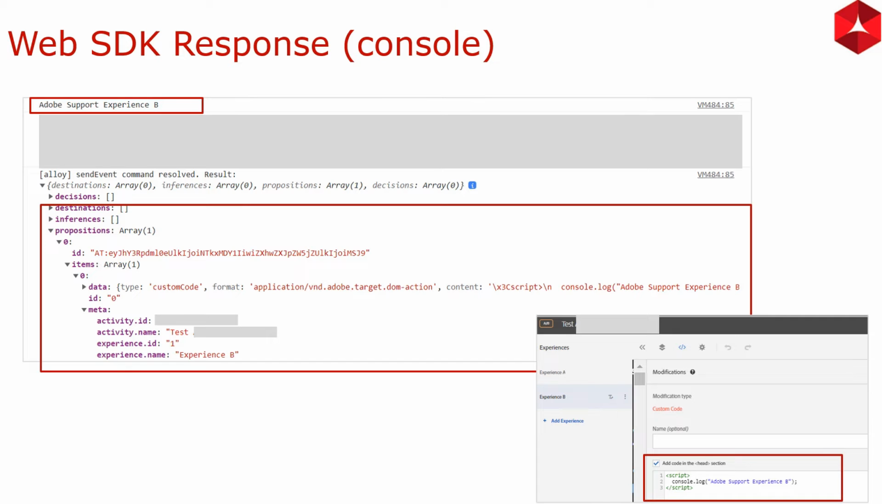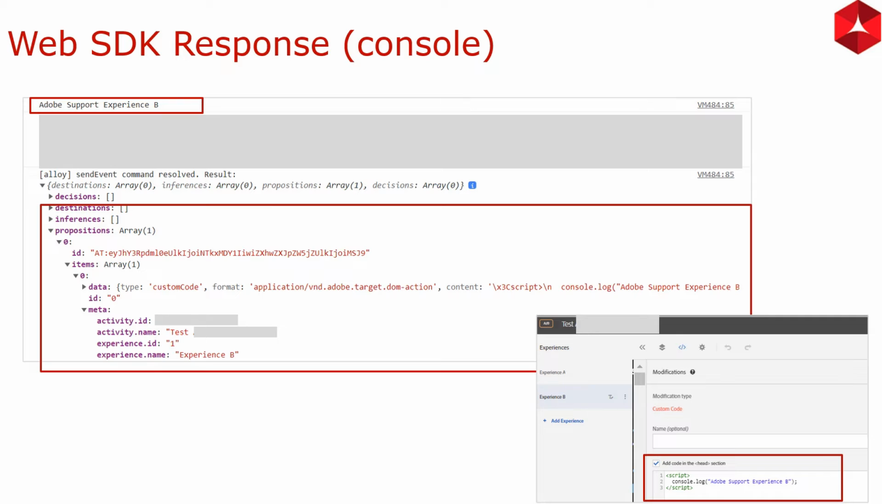This is the basic response that you will see in the console when you have the debug enabled for Web SDK. First of all, you can see Adobe Support Experience B being printed to the console. That is basically coming from the activity. The activity which we had configured had this content inside it where we were printing Adobe Support Experience B to the console. And this can also be seen in the activity configuration screenshot at the bottom, right?